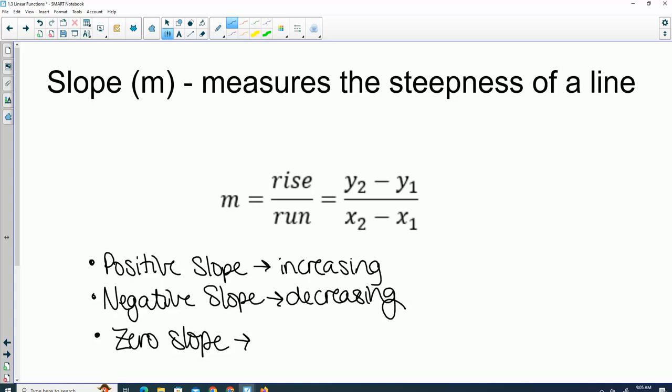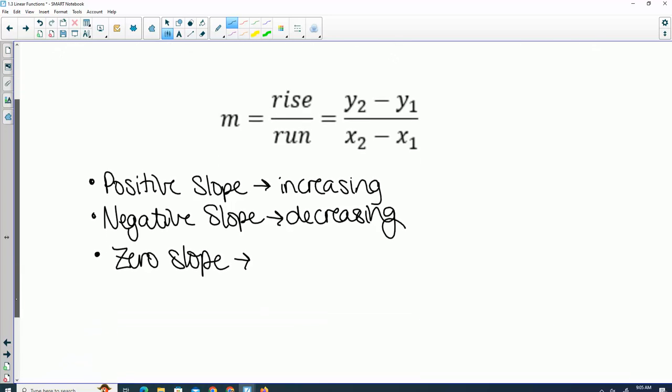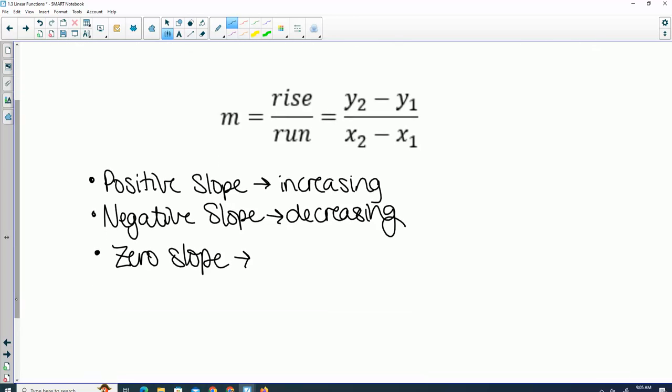So positive slope means increasing, negative slope means decreasing. What does it look like if a line has 0 slope? What kind of line has 0 slope? Straight across, horizontal line. In that case, it's not increasing or decreasing. Do you guys remember what we call that? If it's always the same? It's a 0, and we might also say constant.